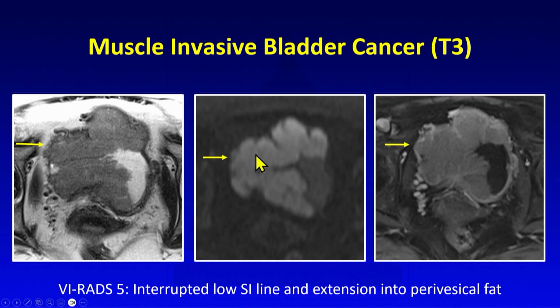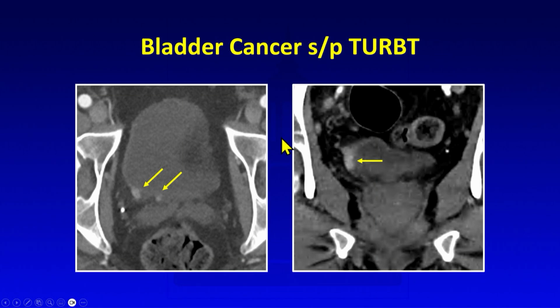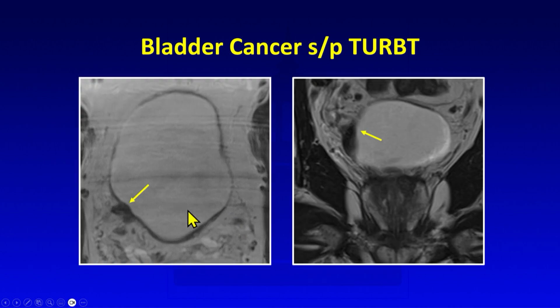Just to show you the corresponding images on diffusion, with nice restricted diffusion and heterogeneous enhancement. This patient already went through one round of TURBT with the diagnosis of bladder cancer. And again, they want us to stage so that we can figure out what to do next. Here we do see those foci of enhancing lesions in the bladder. Maybe again, a little bit of irregularity of that perivesical fat, hard to tell. So then we went in and got an MRI. We see that exophytic mass, and there's certainly involvement of that dark line. So you're already thinking that it's muscle invasive.